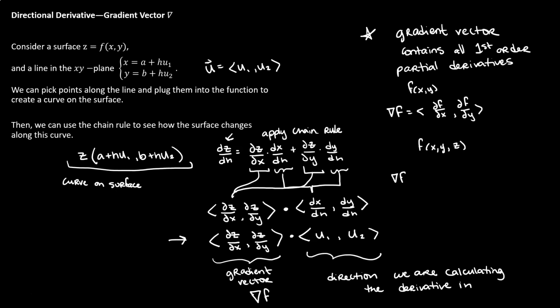Good question. That gradient vector would then have three components. We'd have the partial of f with respect to x, partial of f with respect to y, and then lastly, partial of f with respect to z. So every first order partial is a component in this gradient vector.